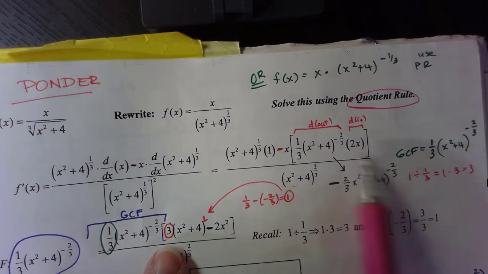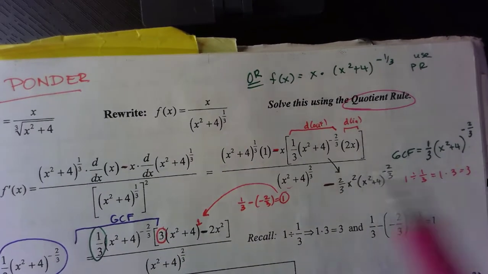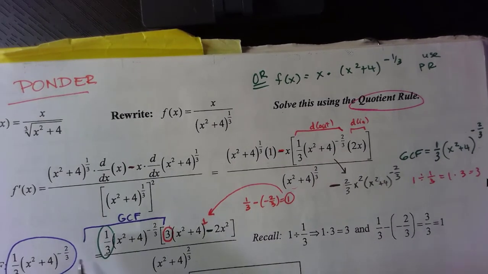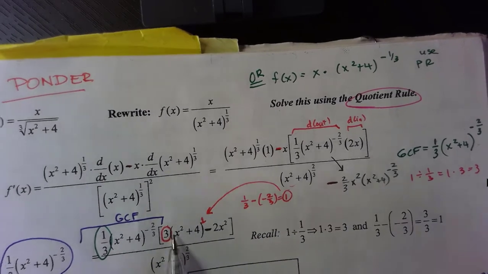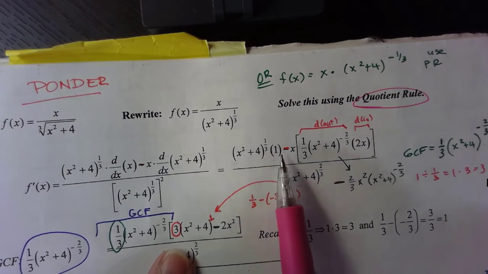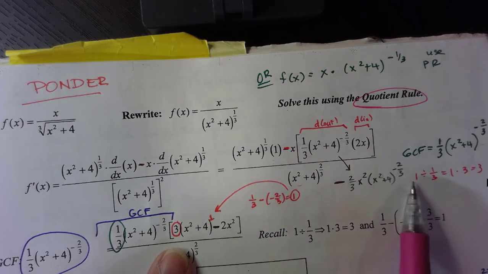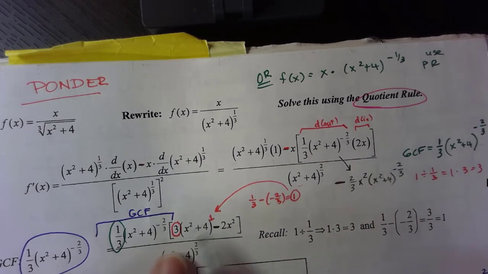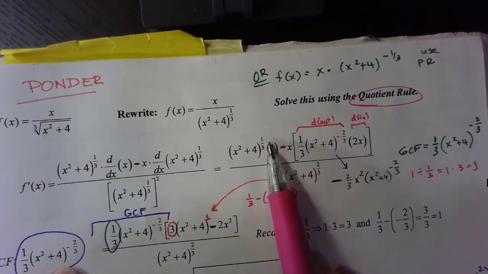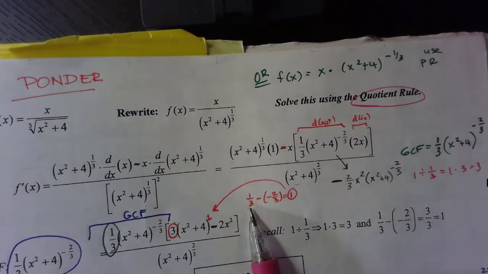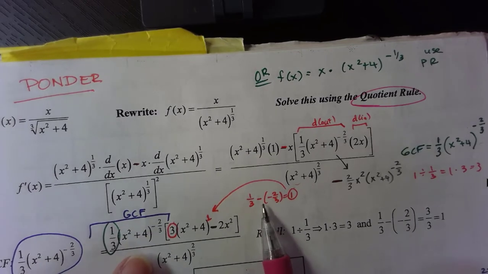So we're going to get a 3 right here, and that's where that's going to come from. Here we go. The greatest common factor is 1/3 (x squared plus 4) to the negative 2/3. That is coming out. When we factor that out of this term, guess what? 1/3 going into 1, or 1 divided by 1/3, is 3. Now, notice that we subtracted a negative 2/3 from that exponent. When we divide out the negative 2/3, we subtract the exponents, and that leaves 1.